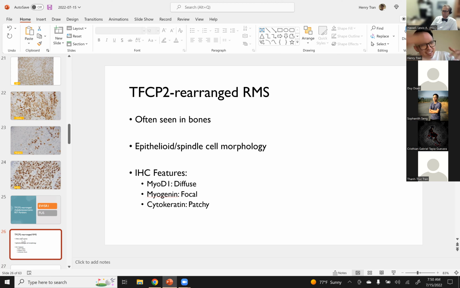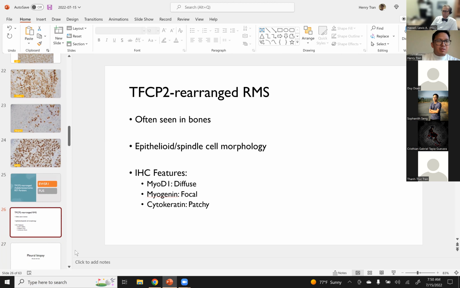So this tumor is kind of in between. It's got the diffuse MyoD1, but the myogenin, however, is only focal. So I thought that was pretty interesting. So this is a new category of rhabdomyosarcoma. And I guess it also shows the importance of knowing the relationship between EWSR1 and FUS, and how both those two genes can be replaced by one another. So that's how we came to the diagnosis.